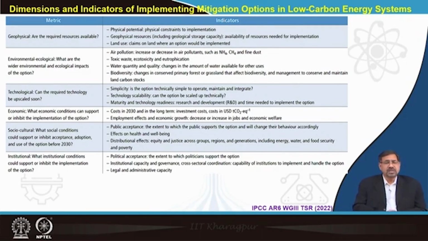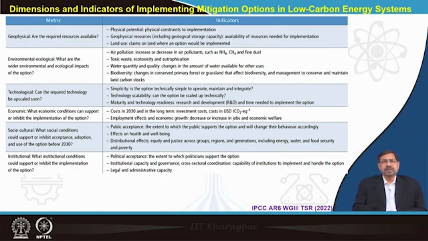Are the required resources available in terms of geophysical? So, coming to the indicators to answer this matrix or this question: physical potential and physical constraints to be implemented, geophysical resources including geological storage capacity, availability of resources needed for implementation, land use claims on land where an option would be implemented.